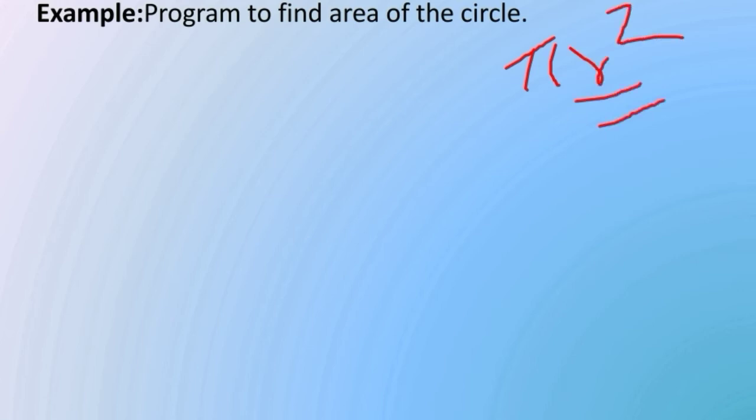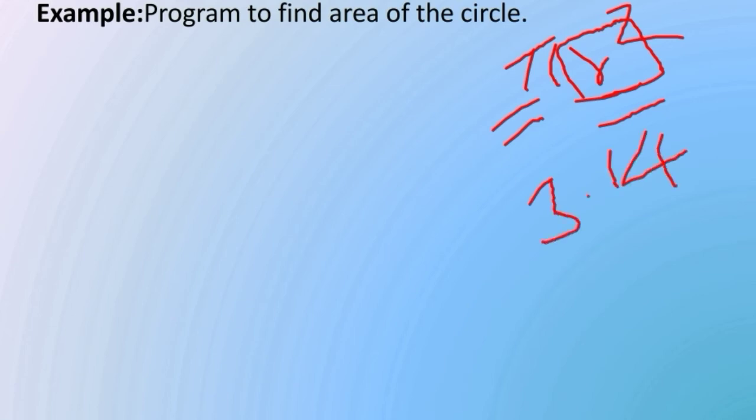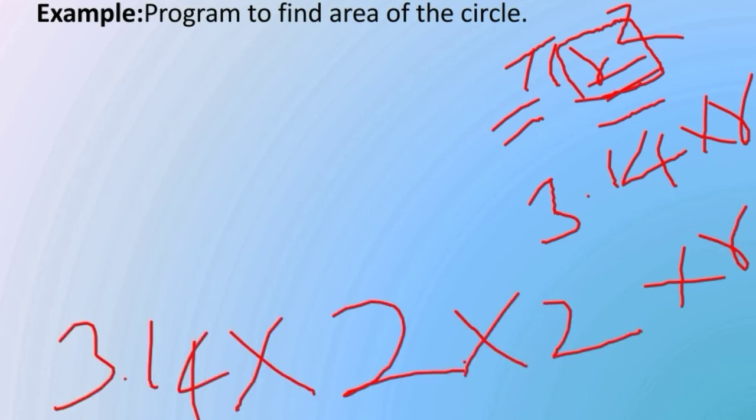We must know the value for the radius of the circle, or we must instruct the user to type the radius value. That value is stored in a variable and then the calculation is performed. Pi is a constant value, that is 3.14. After getting the radius value, it is multiplied with the pi value, that is 3.14 into R into R. If the user enters the value 2, it will be multiplied with the pi value, the answer is stored in a particular variable, and then the answer is displayed on the screen.